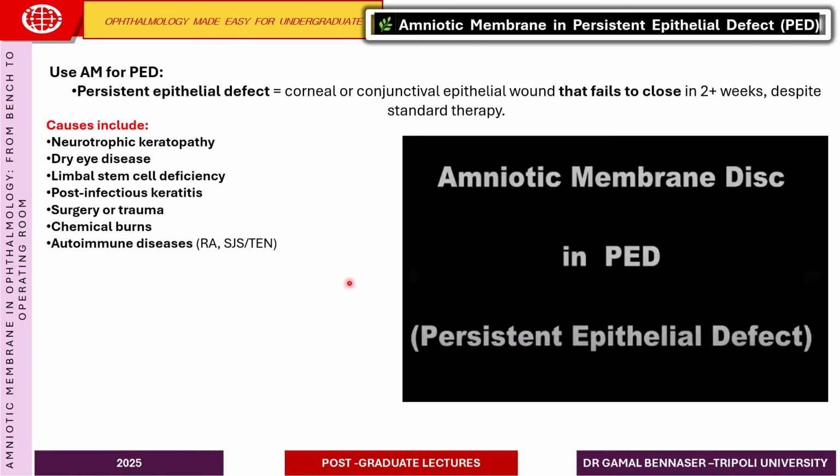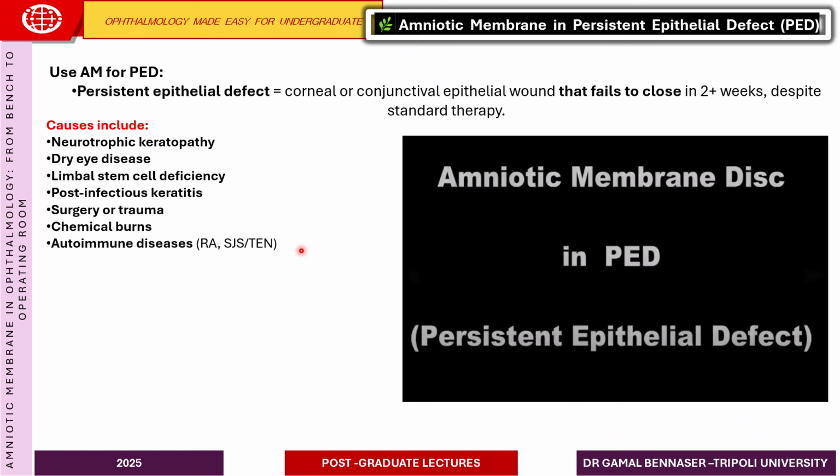Now we come to the application of the amniotic membrane in persistent epithelial defects. Persistent epithelial defect is defined as when the corneal or the conjunctival epithelial wound persists for more than 2 weeks in spite of the standard medical treatment. And the reasons for that are plenty. The top of them is the presence of neurotrophic keratopathy, whatever the cause, due to diabetes or herpes or any cause. Also the presence of dry eye, limbal stem cell deficiency. These are the most common causes of persistent epithelial defects. Also post-infectious keratitis, trauma, chemical burns, and autoimmune diseases.